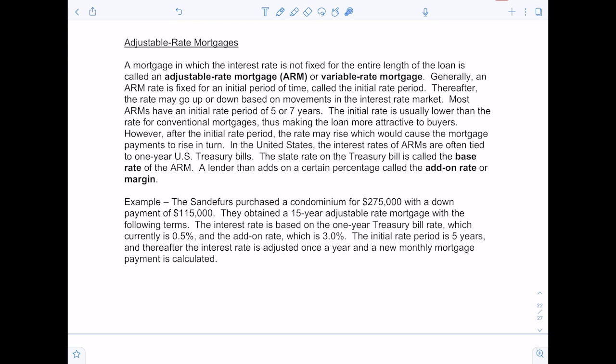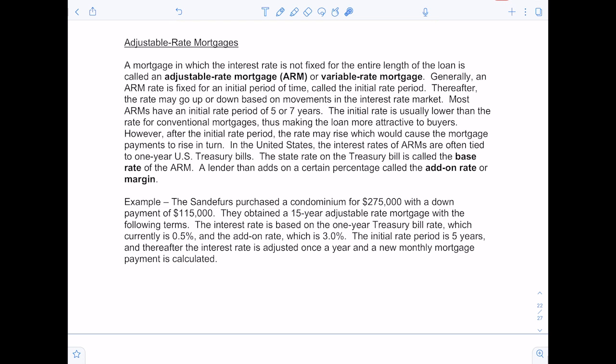Okay, so as you read, an adjustable rate mortgage is fixed for an initial period of time. That's called the initial rate period. And after that, the rate may go up or down. It's based on movements in the interest rate market. Most adjustable rate mortgages have an initial rate period of 5 or 7 years.